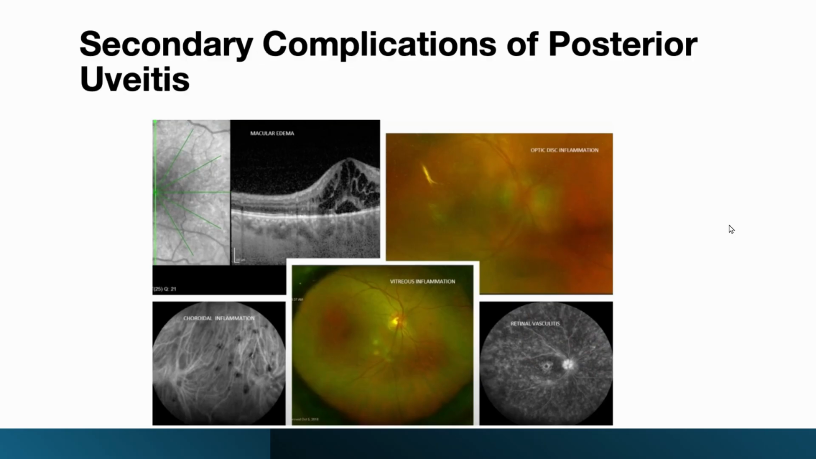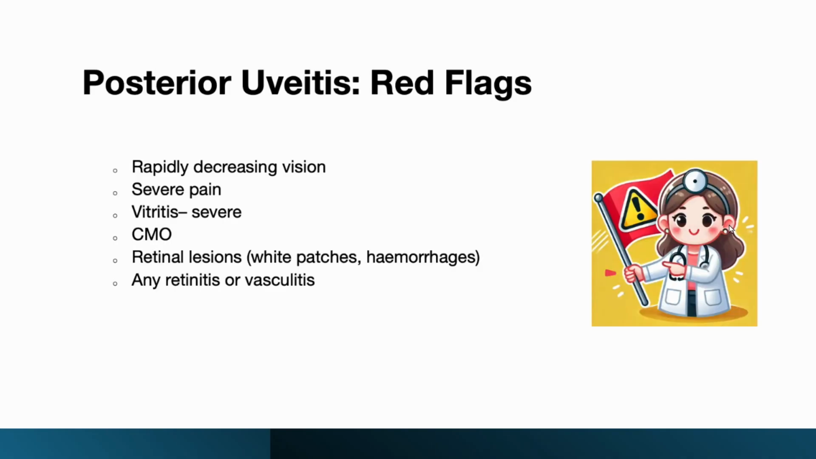And here are some more examples of complications, including choroidal ischemia seen on an ICG. This slide shows some signs and symptoms which should raise immediate red flags that warrant urgent attention for potential sight-threatening pathology. These include immunocompromised or sick patients, somebody presenting with rapidly decreasing vision, severe pain, significant vitritis, the presence of retinal lesions, retinitis and vasculitis.